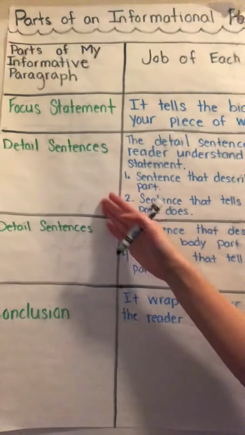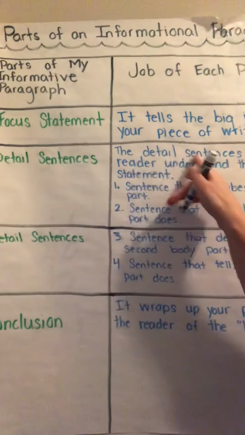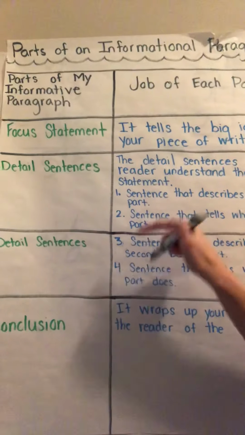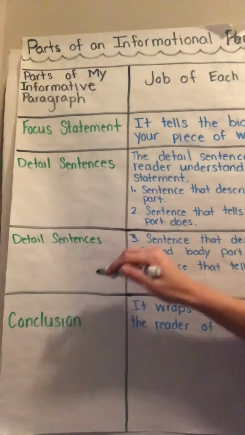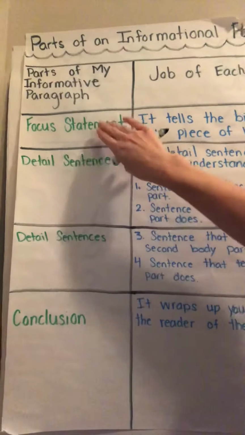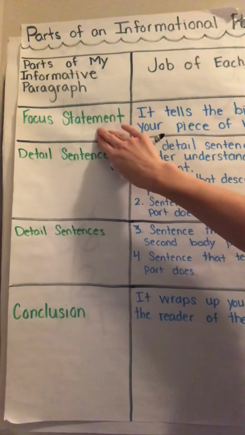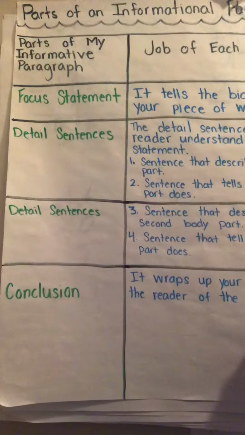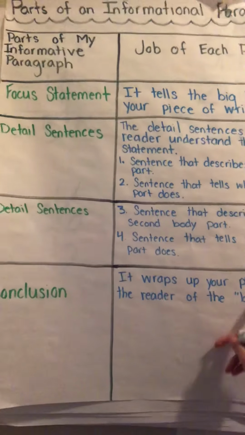Then we have our detail sentences. The detail sentences help the reader understand the focus statement. So when we're writing our details, we're giving more information about what we're talking about in our focus statement. And then our conclusion wraps up your piece and reminds the reader of the big idea. Most of the time, your conclusion sentence is pretty close to how your focus statement was.